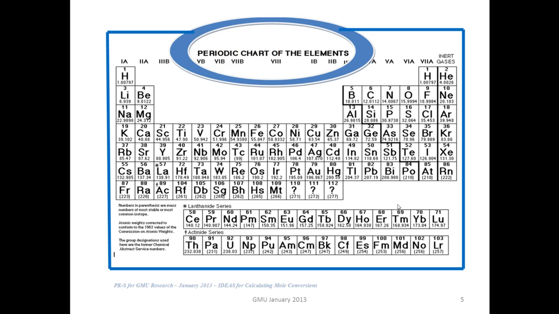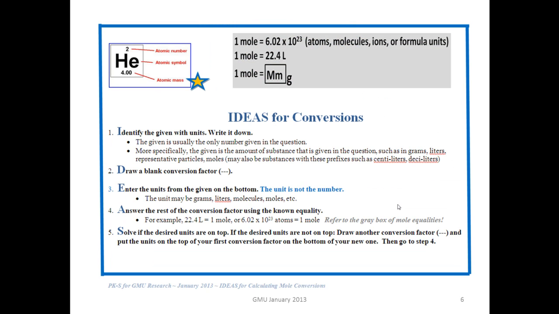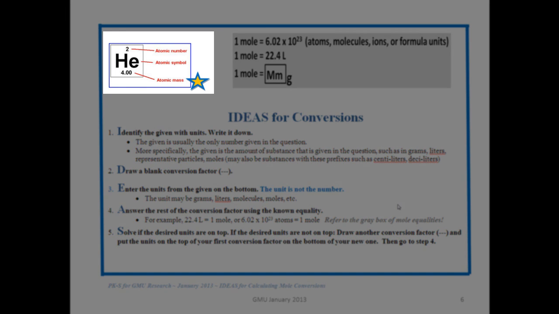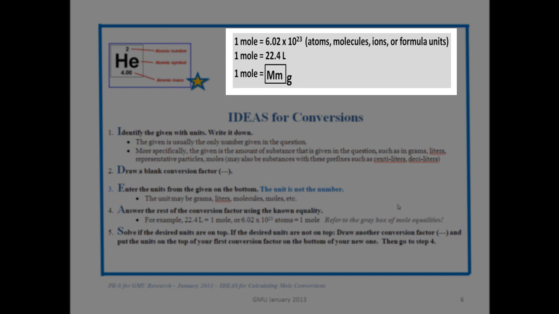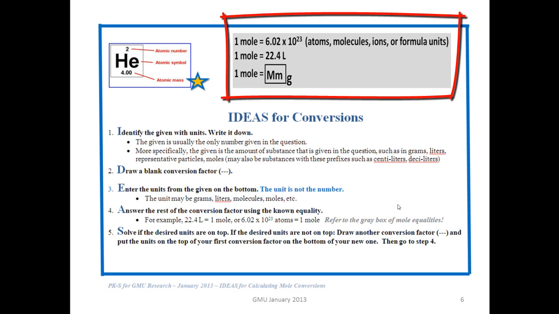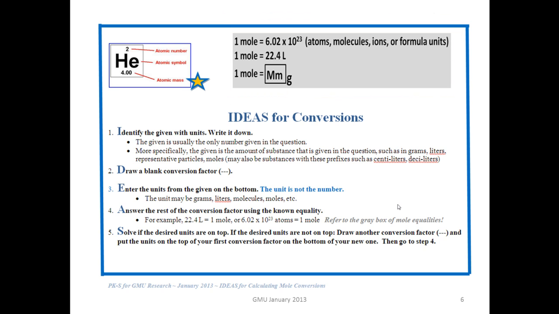On the back side of this laminated periodic table, you have other information that you'll be using frequently. In the top left corner, you see an element, He, helium, is highlighted. Where you see the star is where the atomic mass, or molar mass, is shown in the element's box. Another thing that you see is a gray box. In that gray box, you see 3 different mole equalities. You'll be using one or more of these mole equalities in calculating mole conversions.